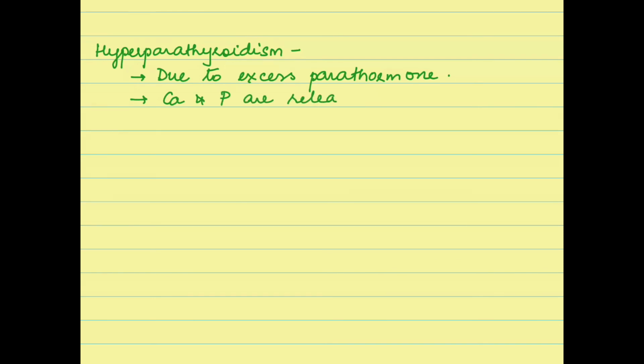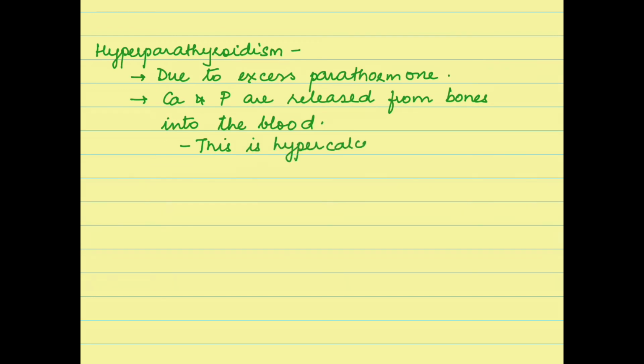Now the second condition is hyperparathyroidism. So hyperparathyroidism will be more amount of parathormone. So when there is more amount of parathormone, again it disturbs the balance of calcium and phosphorus. So calcium and phosphorus are released from the bones and it is pushed into the blood. Now when this happens, this is called hypercalcemia. So that's more amount of calcium in the blood.